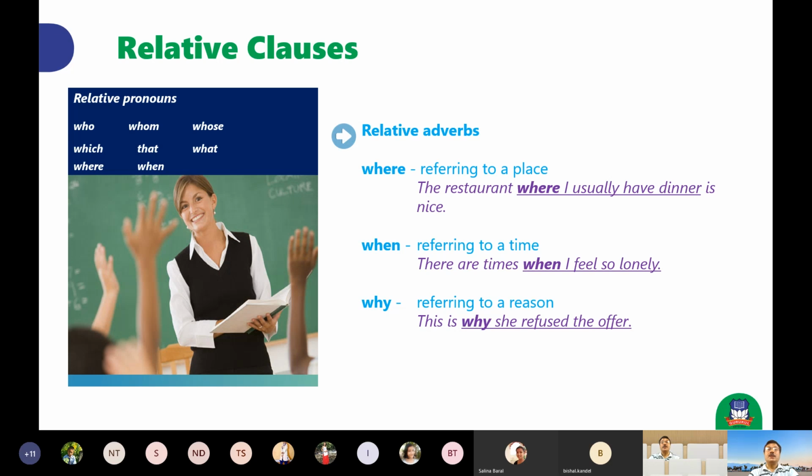So now we talked about relative clauses, some relative pronouns, and some examples and structures. So what are the relative pronouns? Can anybody please tell some examples of relative pronouns? Anyone please? What did you understand? You tell. What are relative pronouns?